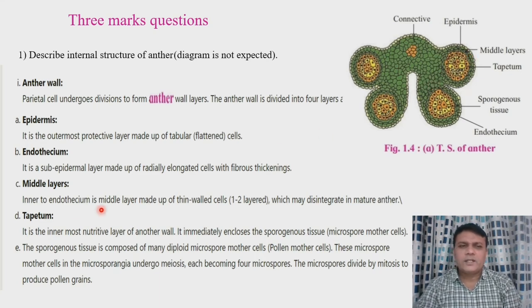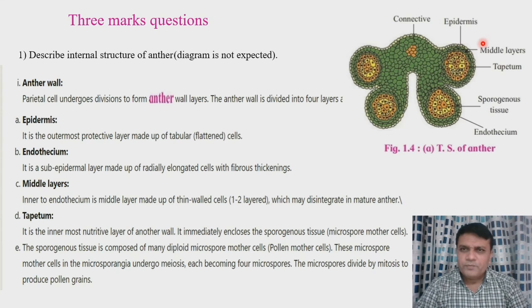Then the next layer is tapetum. So here we can see the tapetum. So tapetum is the innermost layer of wall of anther, and it encloses a tissue inside it. It is called as sporogenous tissue. So here we can see the pollen sac, or it is called as microsporangium, and inside this pollen sac or microsporangium sporogenous tissue is present.